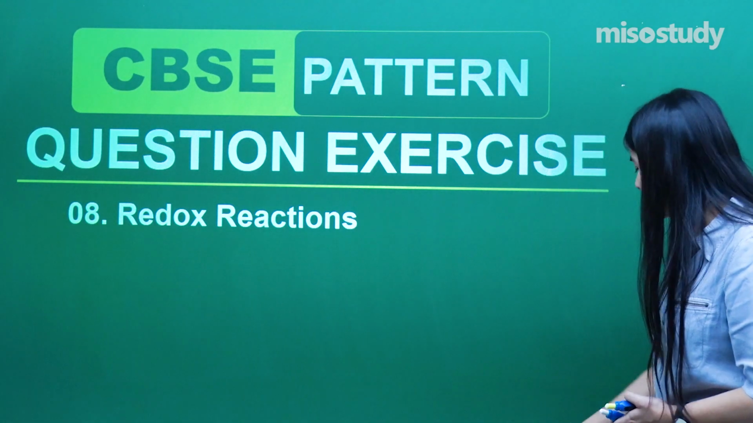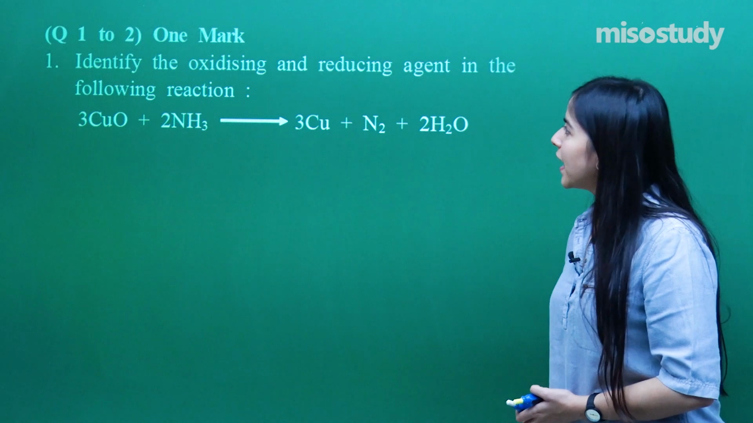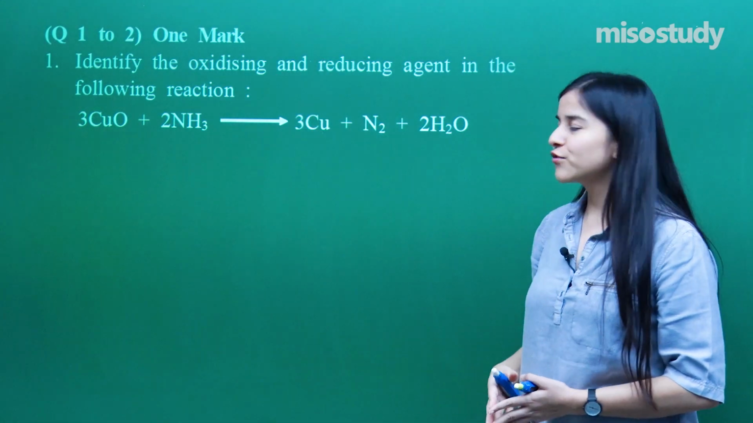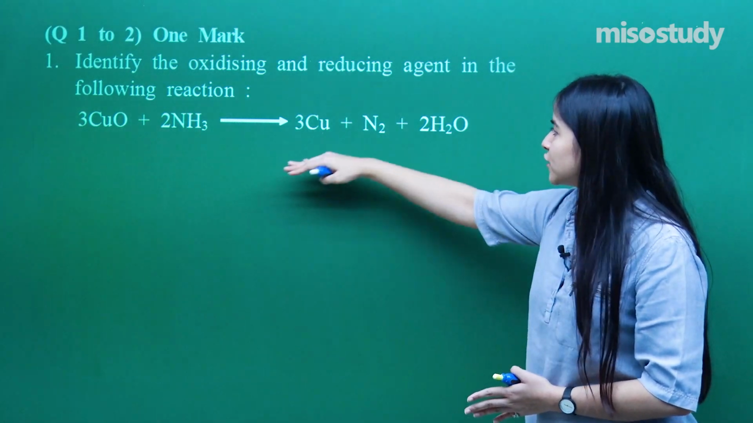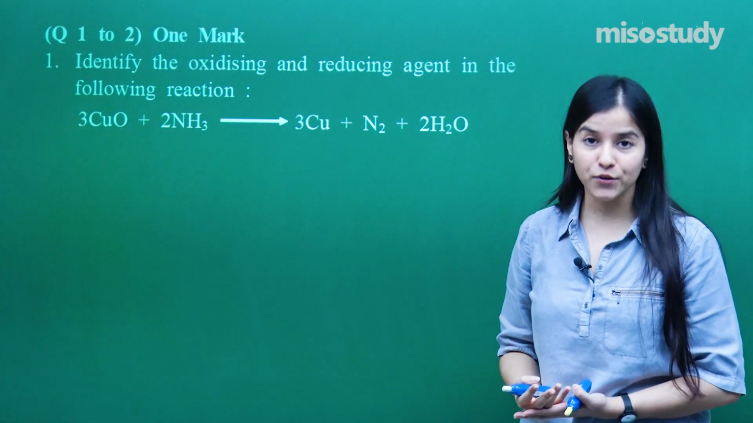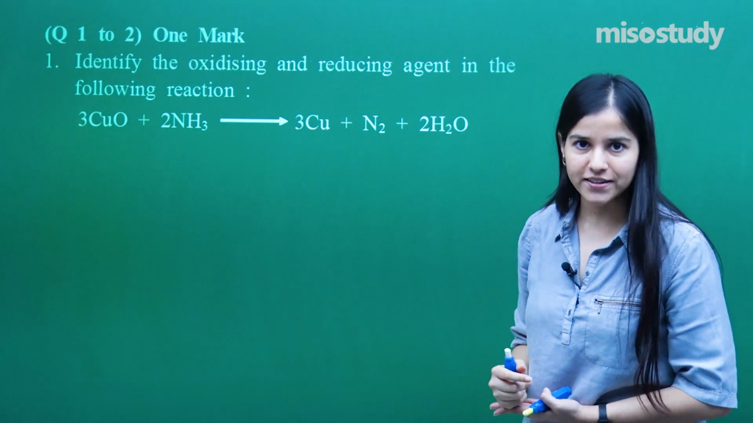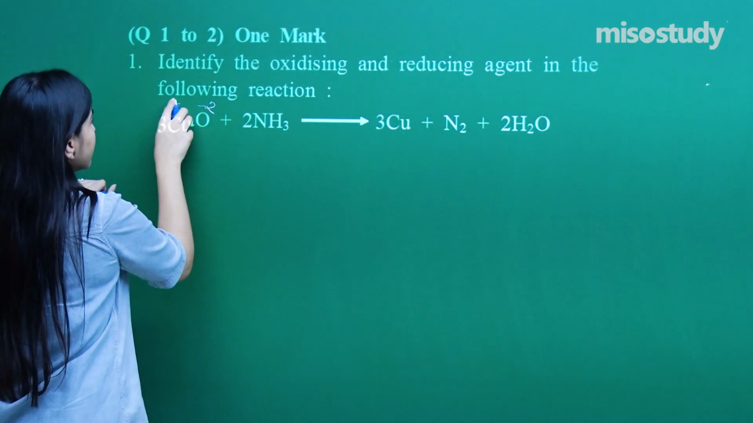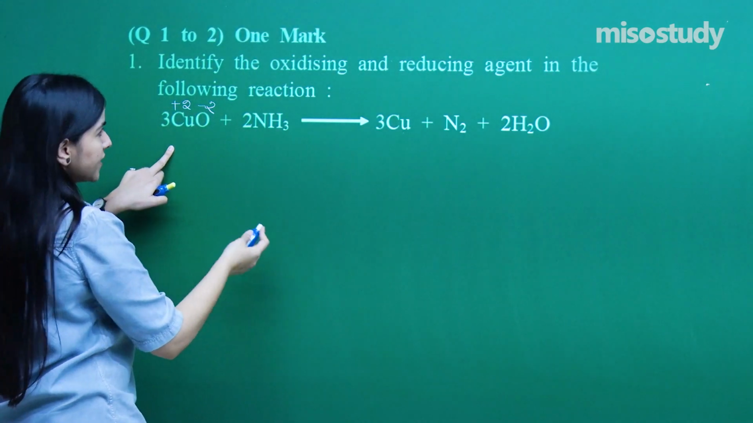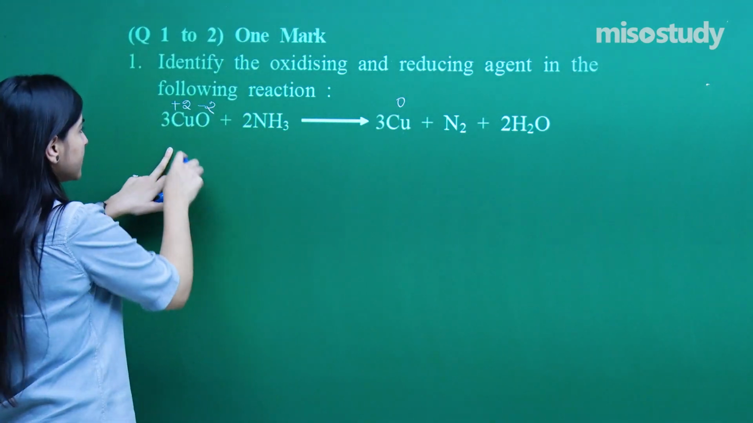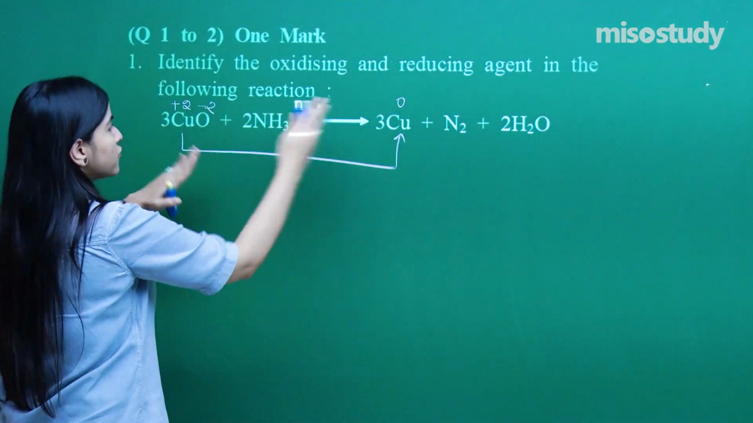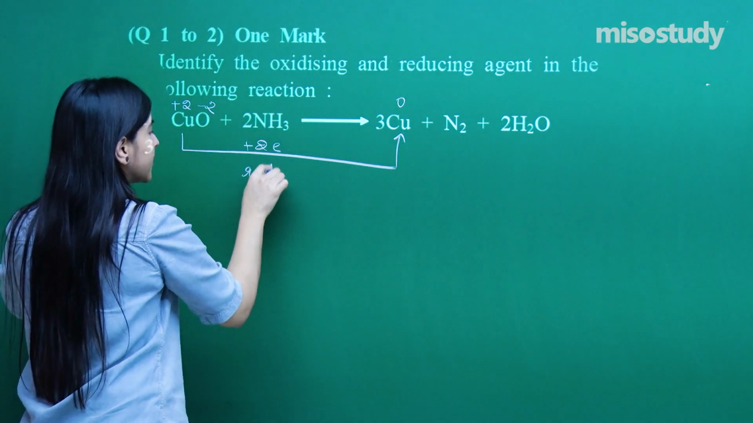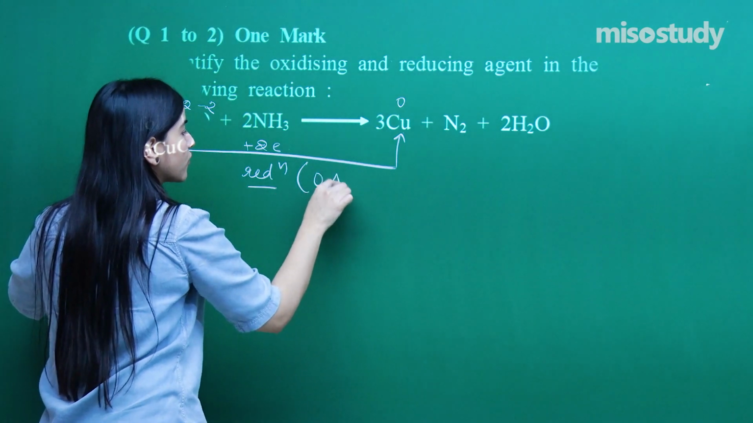Okay, let's start with question number 1 for redox. Questions 1 to 2 are of 1 mark. Identify the oxidizing and the reducing agent in the following reaction. You have to proceed by the oxidation states. Here, copper will be in +2 state, and on the product side the copper comes out to be 0. So +2 to 0 is gain of 2 electrons. This is a reduction process, and thereby this is the oxidizing agent.